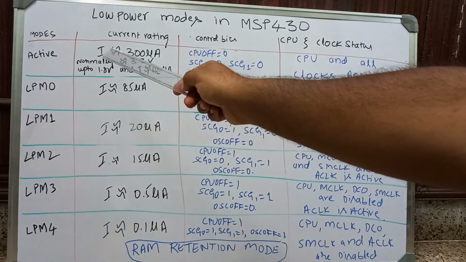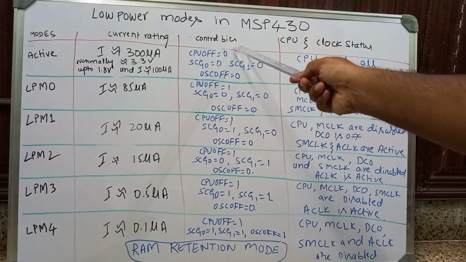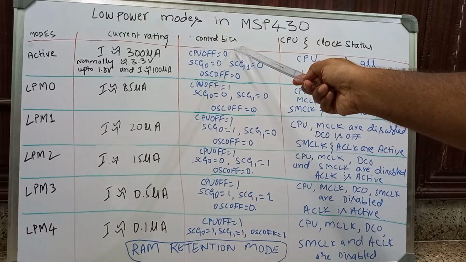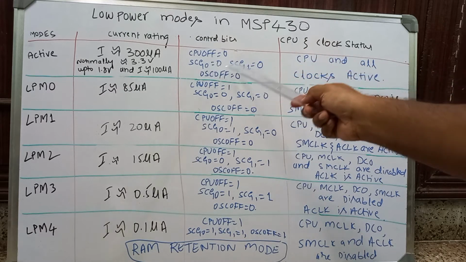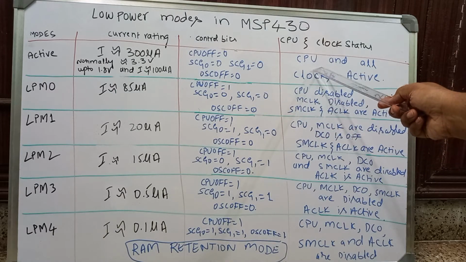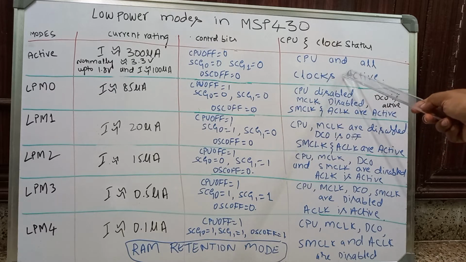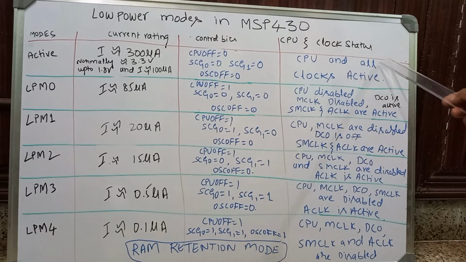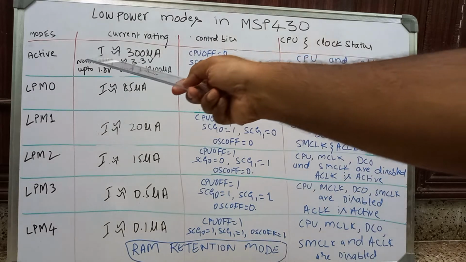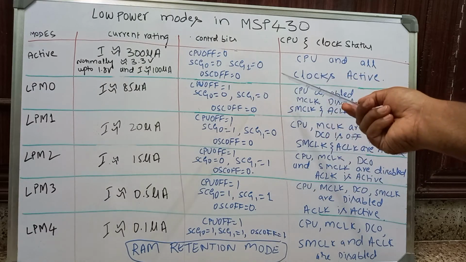When the current rating is as high as 300 microamps and the voltage is 3.3 volts, the MSP430 works in active mode, the full-fledged mode, in which the 4 control bits in the status register are all reset so that the CPU will be functioning and all the other clocks, such as the master clock, subsystem master clock and the auxiliary clock, are all working. So in the active mode, the MSP430 works in the full-fledged manner.